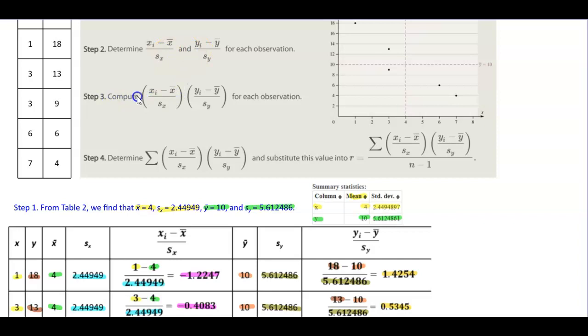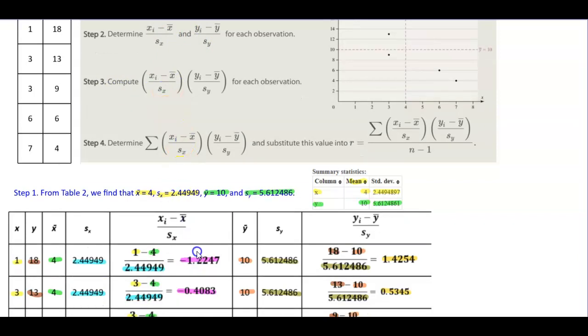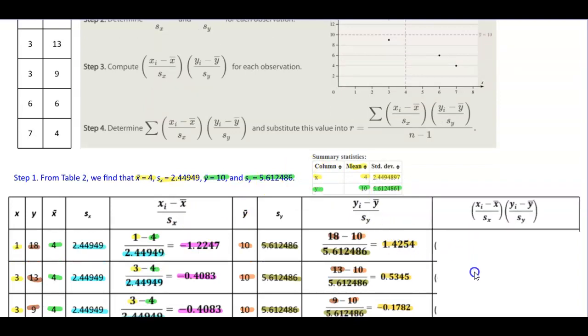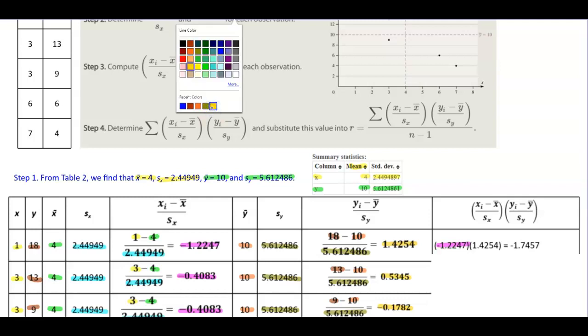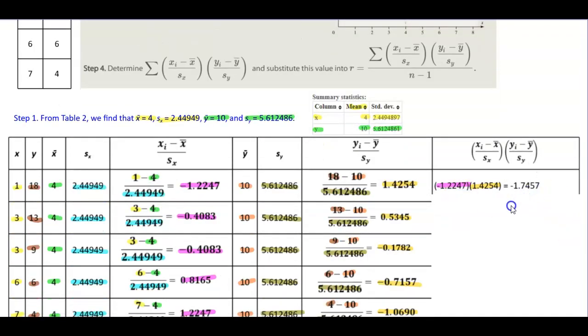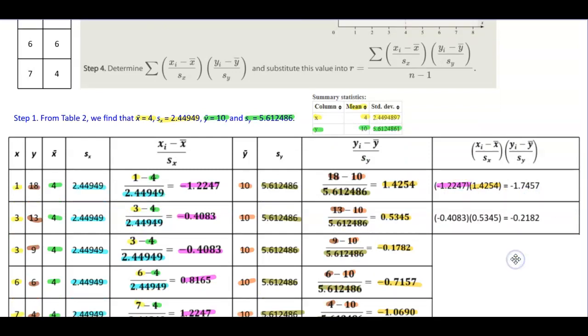Now in step 3, we need to take the value that we got in this column and multiply it by the value that we get for this column here. So the last column, we're going to take both of those values. So we take negative 1.2247, and then multiply it by 1.4254 to get negative 1.7457. Okay, next, we're going to take the value of negative 0.483, and then multiply that by 0.5345 to get negative 0.2182.